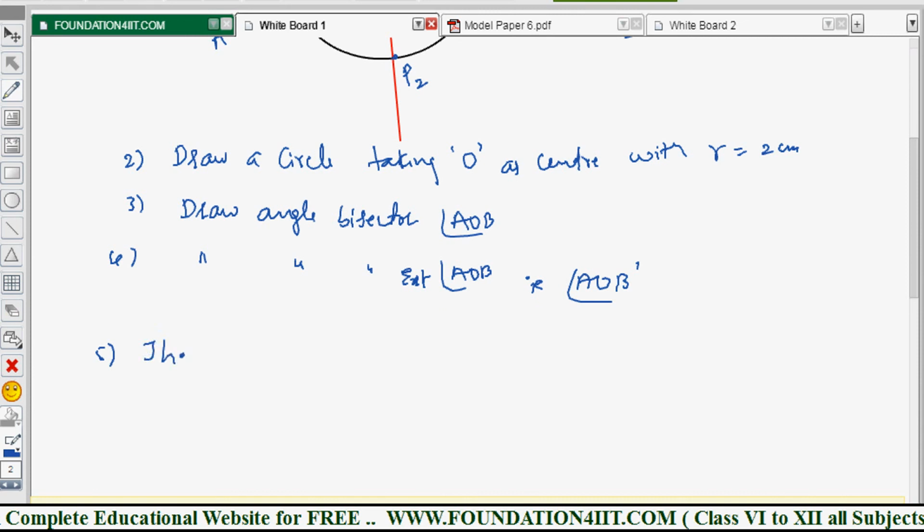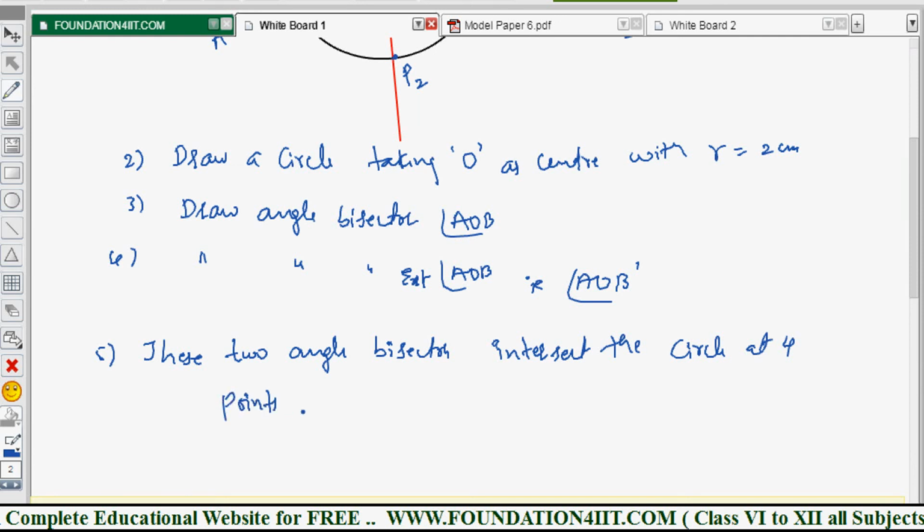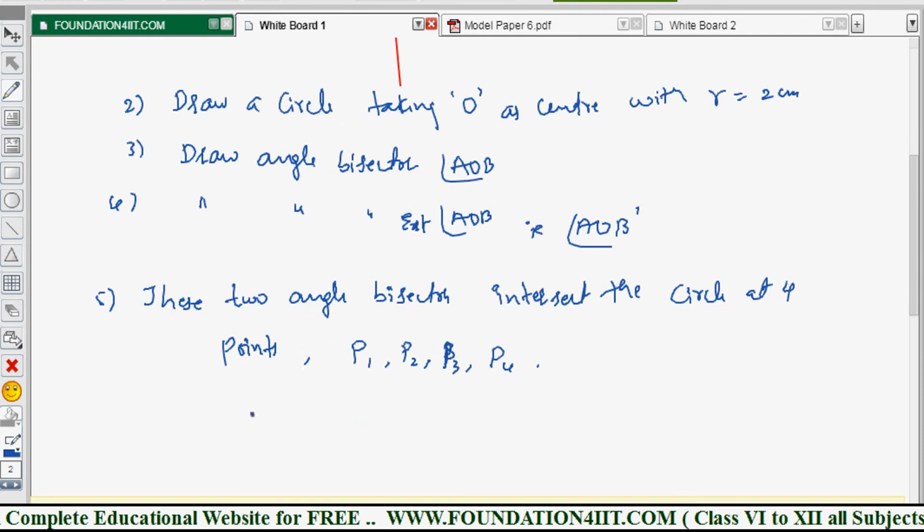Therefore these two angle bisectors, exterior and interior, intersect the circle at 4 points. That only we marked, namely P1, P2, P3 and P4. So finally only these 4 are the possibilities. Therefore 4 such points exist.